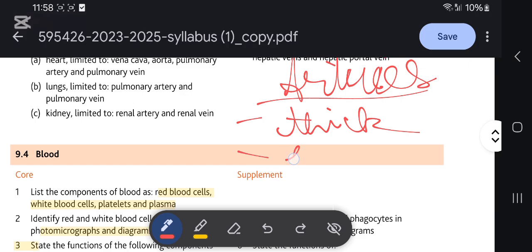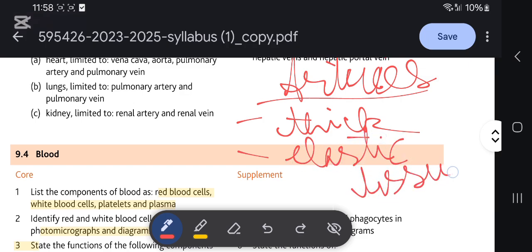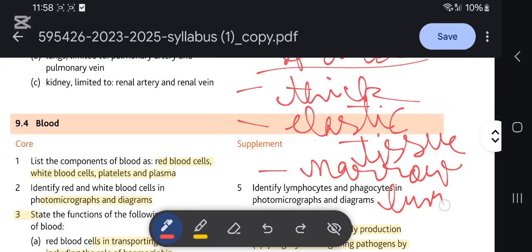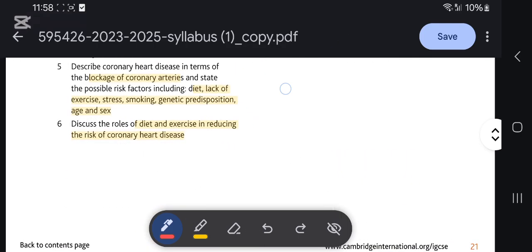Then they have elastic tissue which can stretch and recoil. And they have a narrow lumen so that it can carry the blood at high pressure. So arteries have thick walls to withstand high pressure, elastic tissue that can stretch and recoil, and a narrow lumen. Now if you look at the veins, they have thin walls.